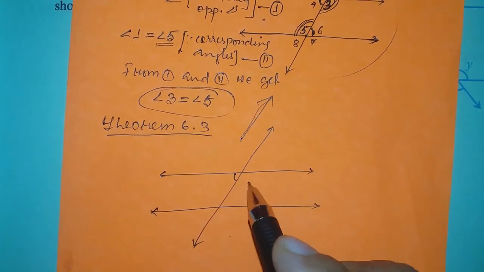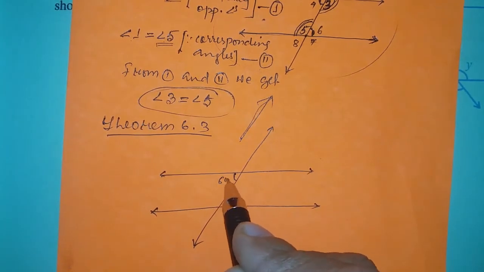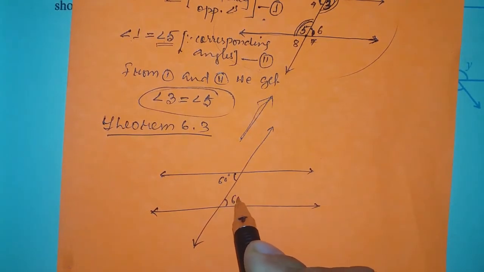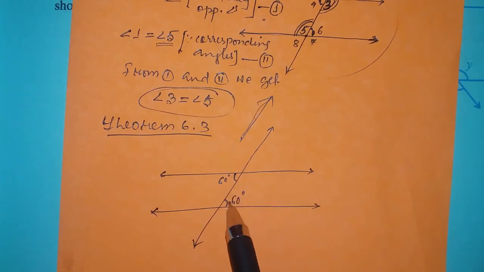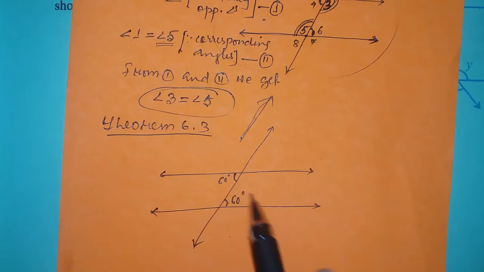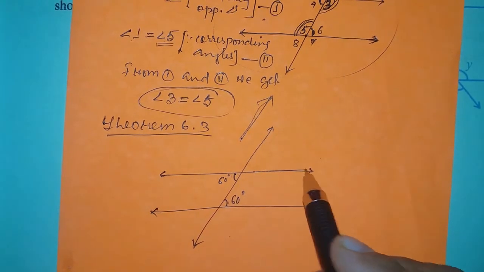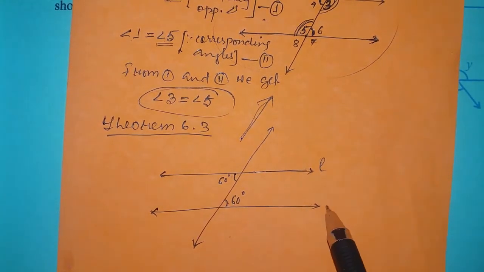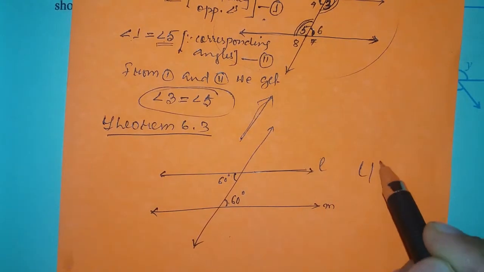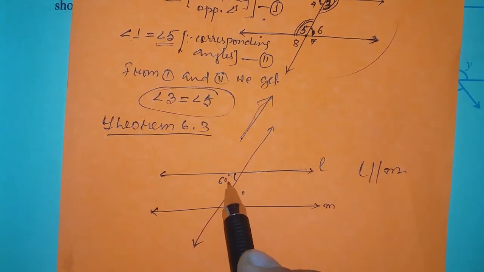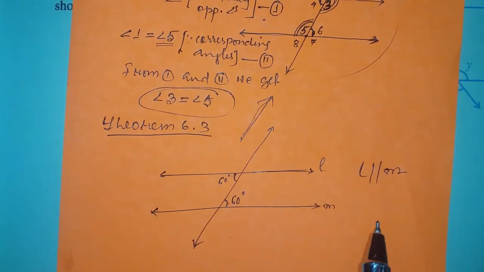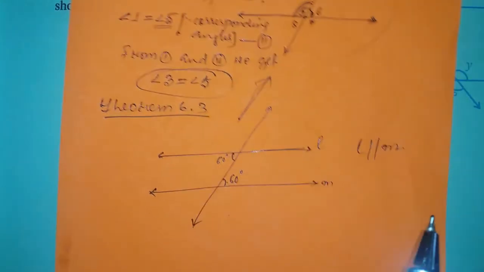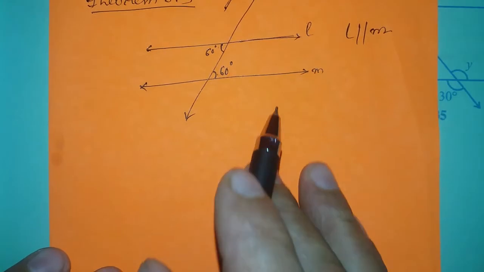For example, let's say this is 60 degrees and this one is also 60 degrees. These two are alternate angles. Since the alternate angles are equal, these two lines will be parallel. Let's say this is L, this is M. L will be parallel to M. The reason is the alternate angles are equal. Now let's see the next theorem given here.